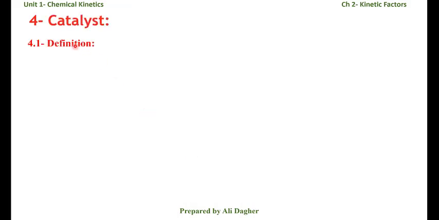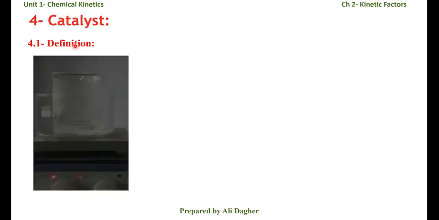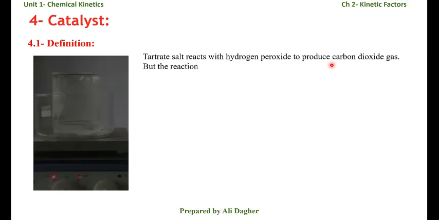4.1 Definition. What is a catalyst? This experiment will show us the definition of a catalyst. Tartrate salt reacts with hydrogen peroxide H2O2 to produce carbon dioxide gas, but this reaction is very slow even with moderate heating.